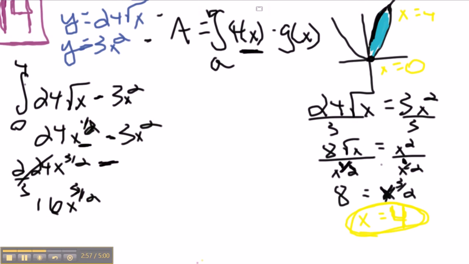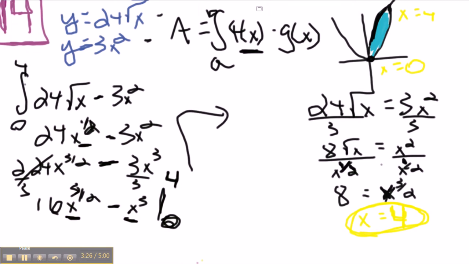And then from this, you're going to subtract. Let's see, 3x squared becomes 3x cubed, oh, divided by 3, sorry. So that just becomes x cubed. So it's been integrated. Now what we do is plug in these values for our x's. And I'm going to do that over on this side.